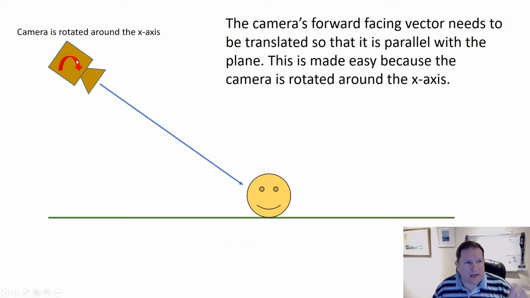The camera, like I said here, is rotated around the x-axis. You can actually rotate it around the y-axis, whatever, and we can see that it will be in some weird position anyway.